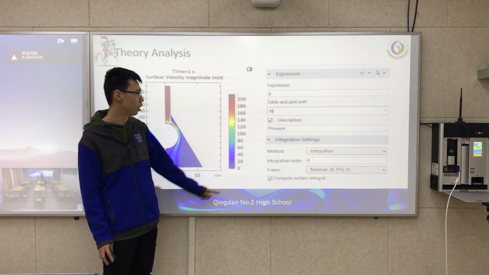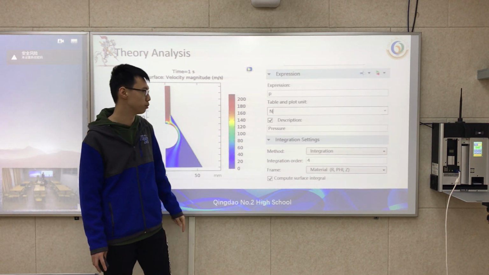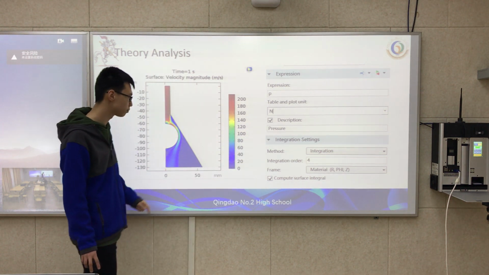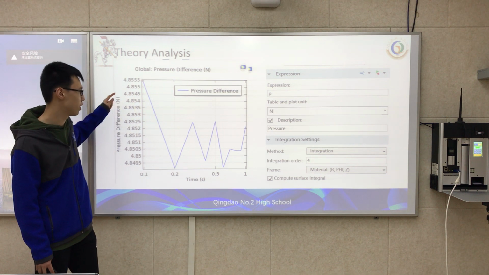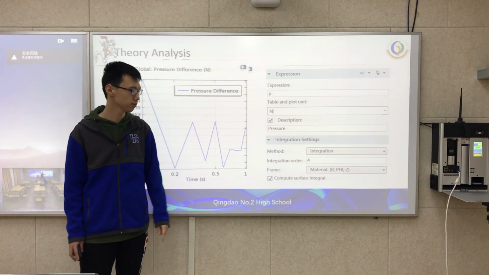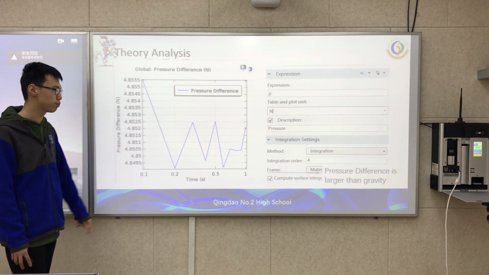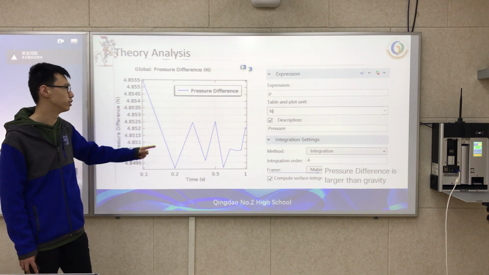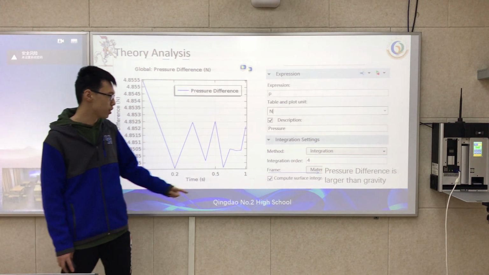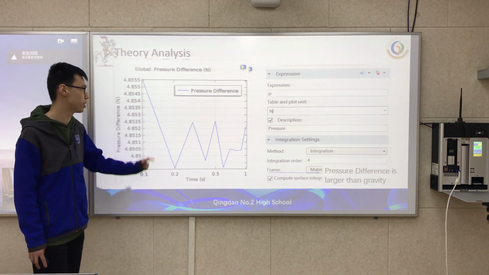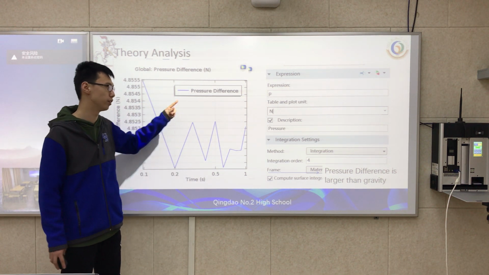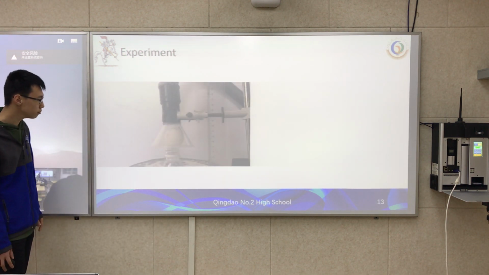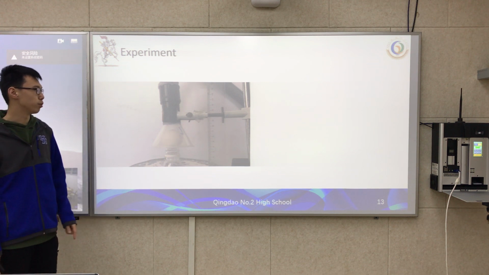Also, we built a probe in our computer simulation to help us integrate the pressure on the surface of the ball, and we can export the graph of pressure here. We can see that the pressure difference is always larger than gravity, so the ball will be lifted up. The pressure difference here includes the pressure difference caused by the different air velocities and also the impact of the air. After finding the theory, we began our experiment.